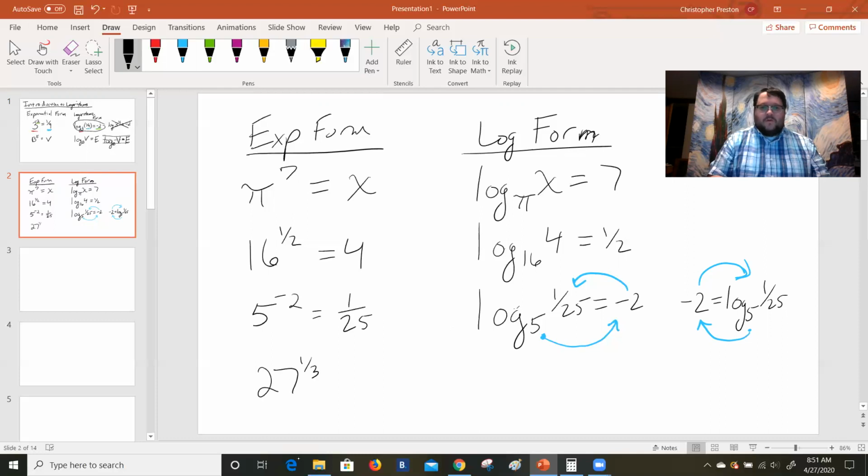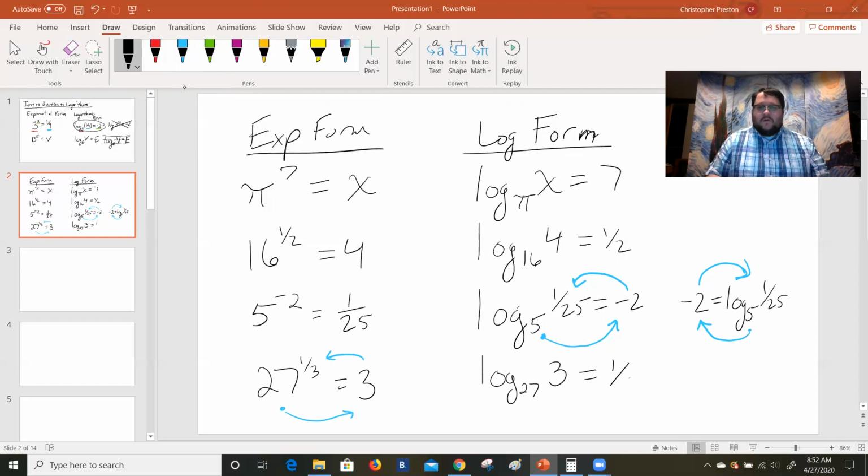Let's say we have 27 to the 1/3 equals 3. And again, I want to swirl that. So I begin with the base. I swirl away. So this is going to be log base 27. I swirl away. My next number is 3 equals, and I swirl back 1/3.